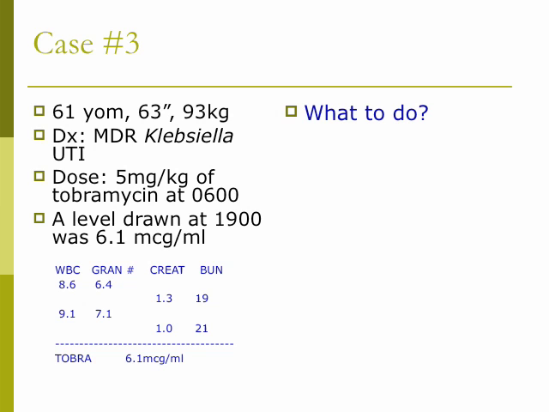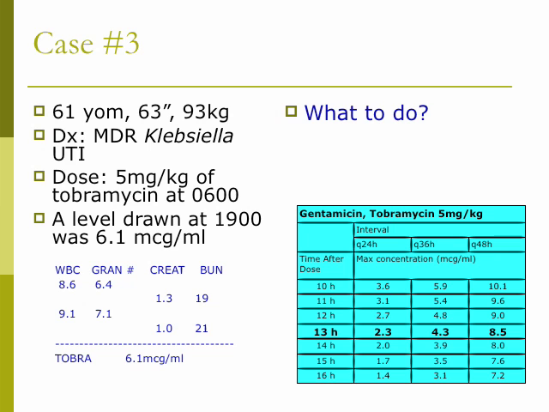Okay, third case. I think this is my last case. 61-year-old, 63 inches, 93 kilos, MDR Klebsiella UTI. So he's on tobramycin 5 milligrams per kilo daily, and then a level drawn at 19 hours, which is 13 hours later, is 6.1. So what do you do?